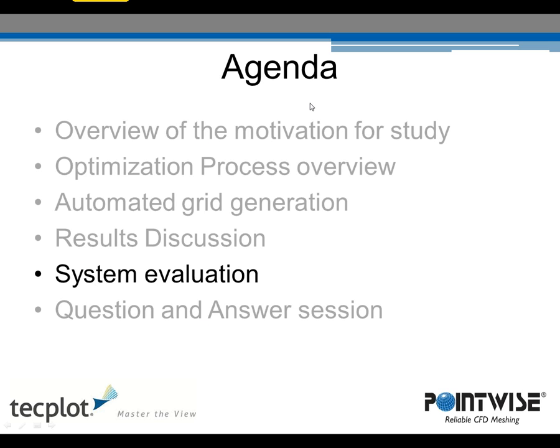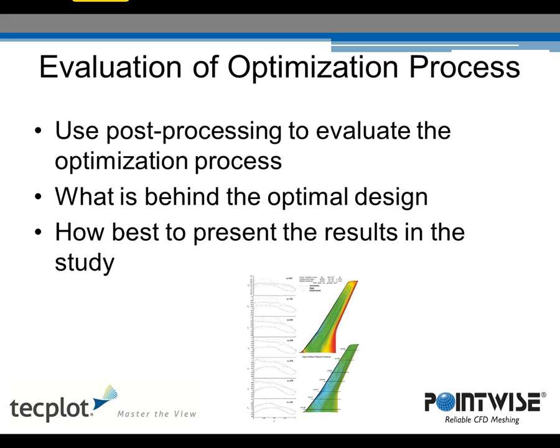Okay, well, one of the things that we want to think about at this point is that we know the system went through an optimization. We want to understand what the mechanism of that optimization is. So we want to use post-processing to evaluate the process, really try to understand what's behind that optimal design. And finally, how are we going to present that information?